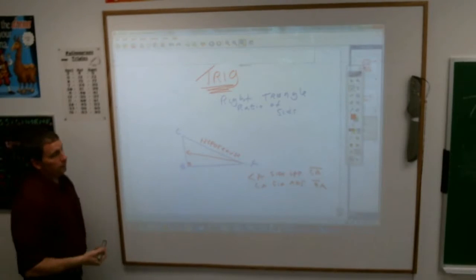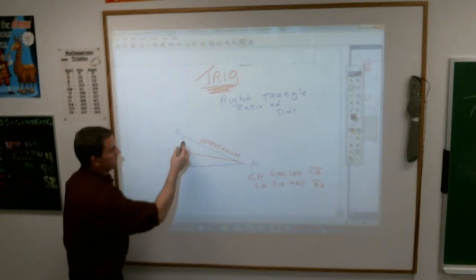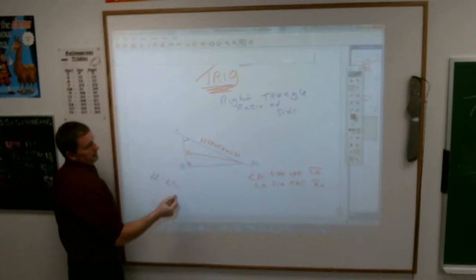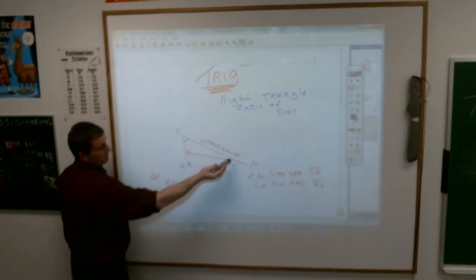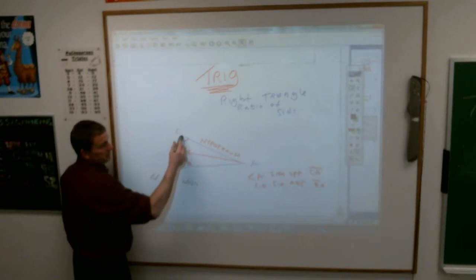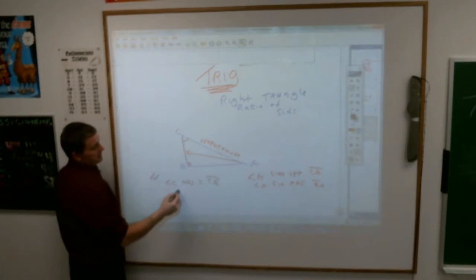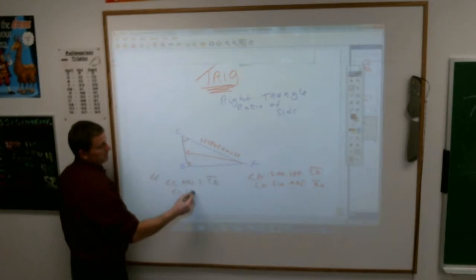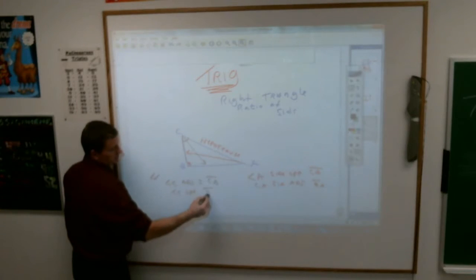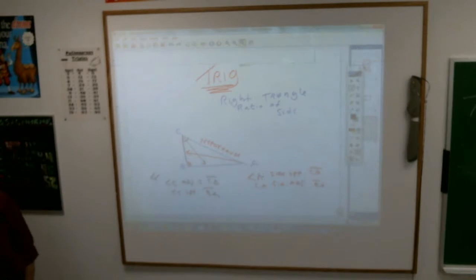Okay. If you're talking about angle C, the hypotenuse still stays the same. It's still that one. The adjacent side for angle C is going to be CB. And the opposite side, if you start at C and go opposite, is going to be side BA. That is the critical part of actually doing this. The rest of it actually is pretty easy.